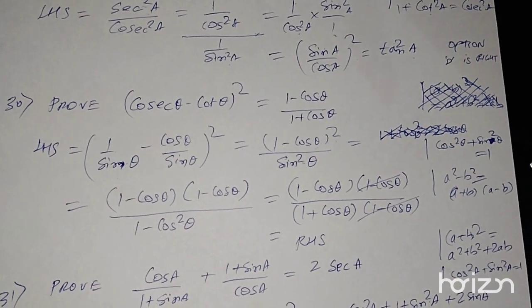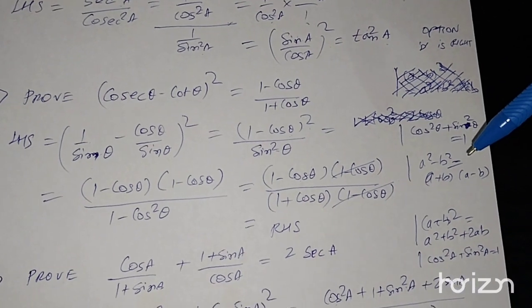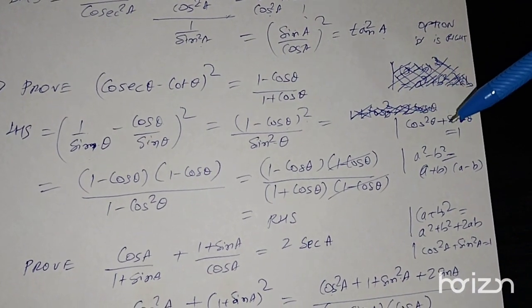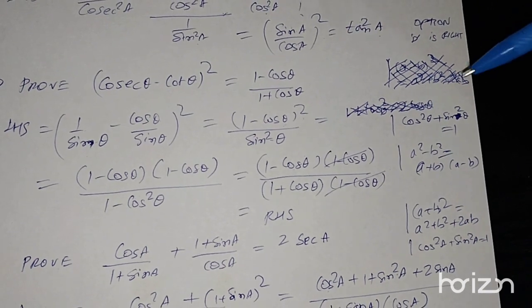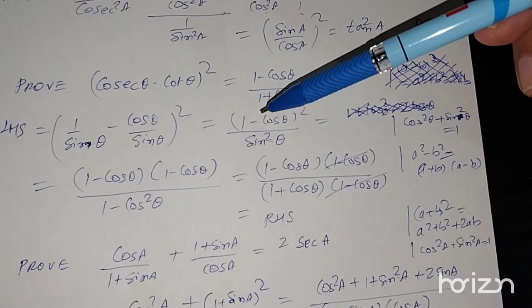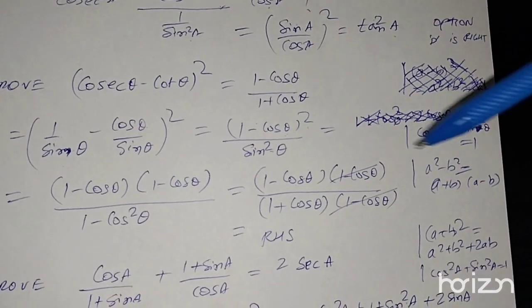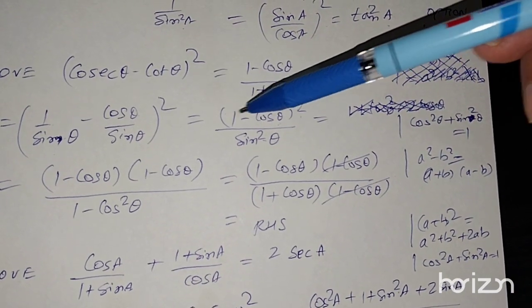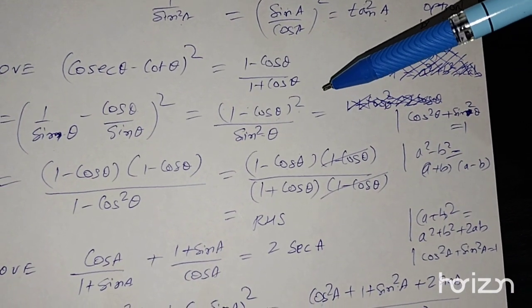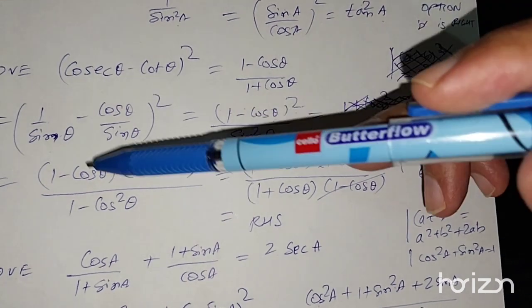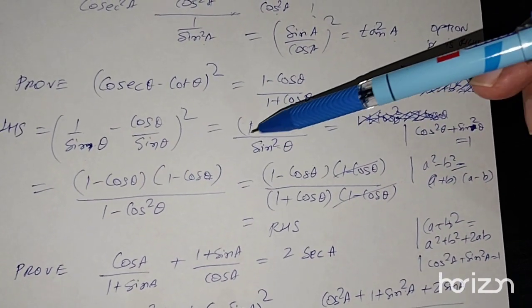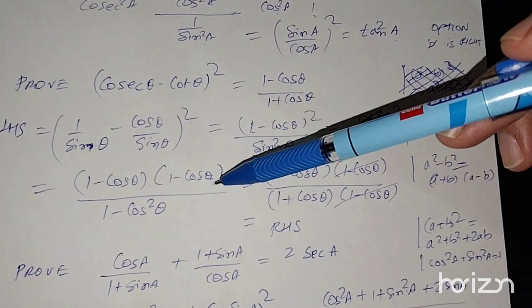Okay. Again, what is this simplified to? This simplifies to, see, this is a minus b whole squared. Okay, a minus b whole squared is equal to a minus b into a minus b. So we write this as 1 minus cos theta into 1 minus cos theta.